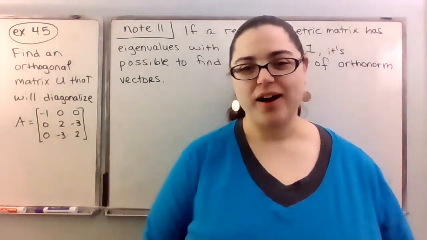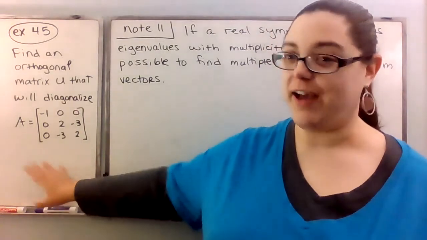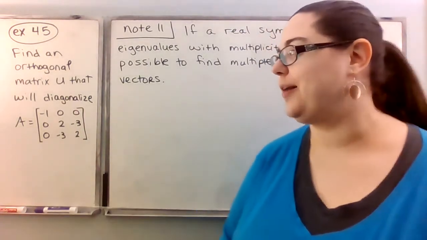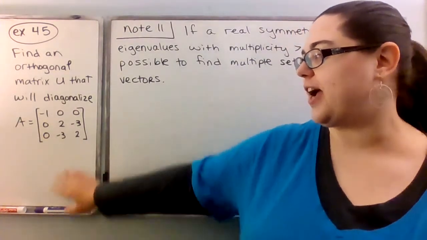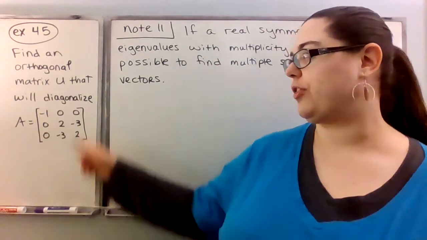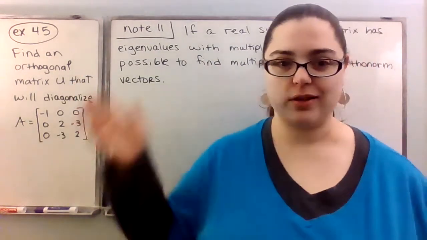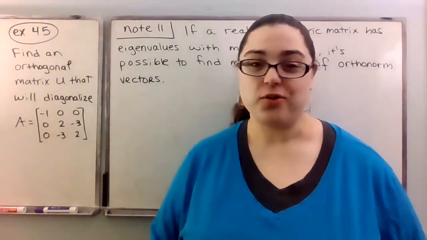Alrighty, so I have example 45 over here on the side. This is going to be our very last example for the course. And we're going to find an orthogonal matrix U that will diagonalize this matrix A. Now, just a reminder, in order to find an orthogonal matrix, not only do the columns need to be orthogonal to each other, but they also have to be orthonormal vectors.